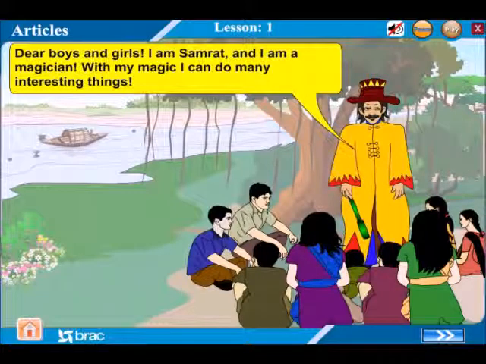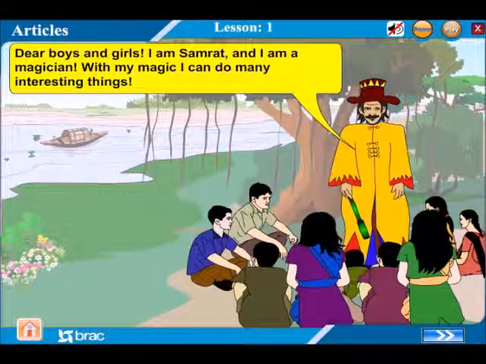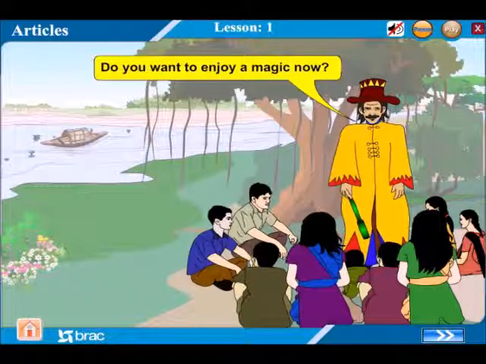Dear boys and girls, I am Shamrat and I am a magician. With my magic, I can do many interesting things. Do you want to enjoy your magic now?